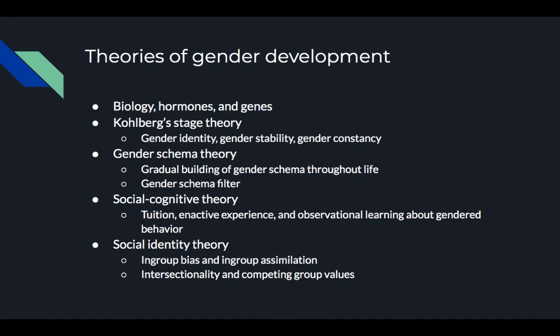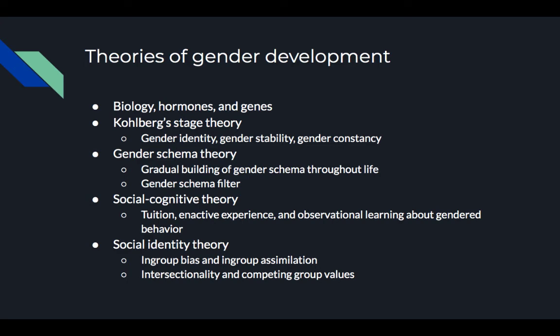Social cognitive theory says that we learn about our genders and gender-appropriate behavior through tuition, that is, direct instruction, like parents teaching you this is what you should do as a boy or a girl. Through active experience, where we do things and then others respond by telling us that's either gender appropriate or not. And through observational learning, where we observe other people behaving in gendered ways.